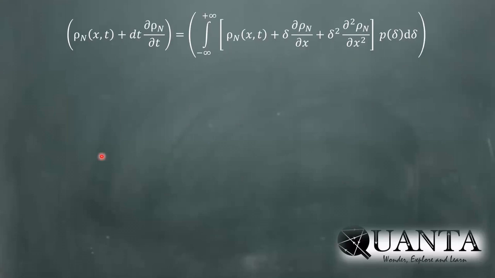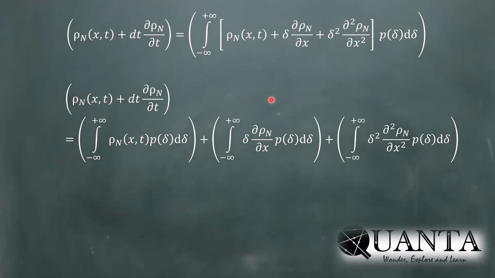Using Taylor series expansion on both sides, we can expand on the left-hand side the number density in terms of the temporal variable t to the first order dt. On the right-hand side, we expand the number density using Taylor expansion to the second order in displacement. We can separate out these terms and investigate them one by one.